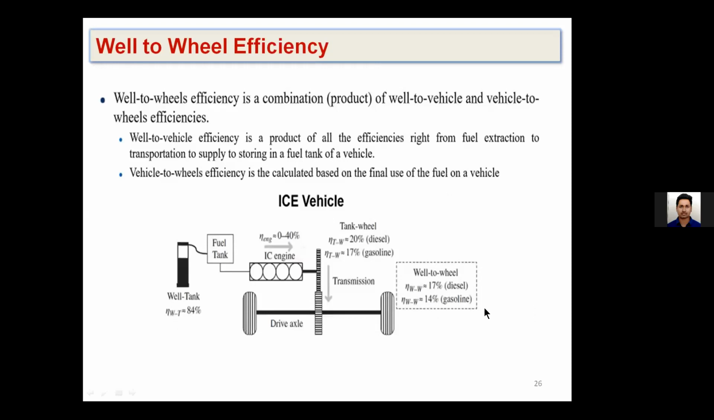So it's quite low because there are various losses. We have engine losses, we have transmission losses, as we have seen in the previous slides. Most of the losses are from well to tank itself, around 16% of the losses. Here it's 84% from the well to the tank. So in the overall system there are various losses that account for only 17 to 14% efficiency.